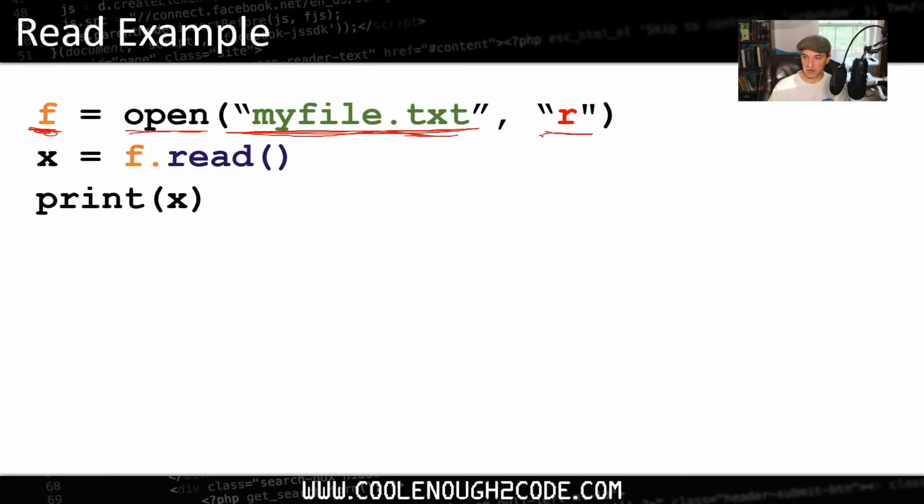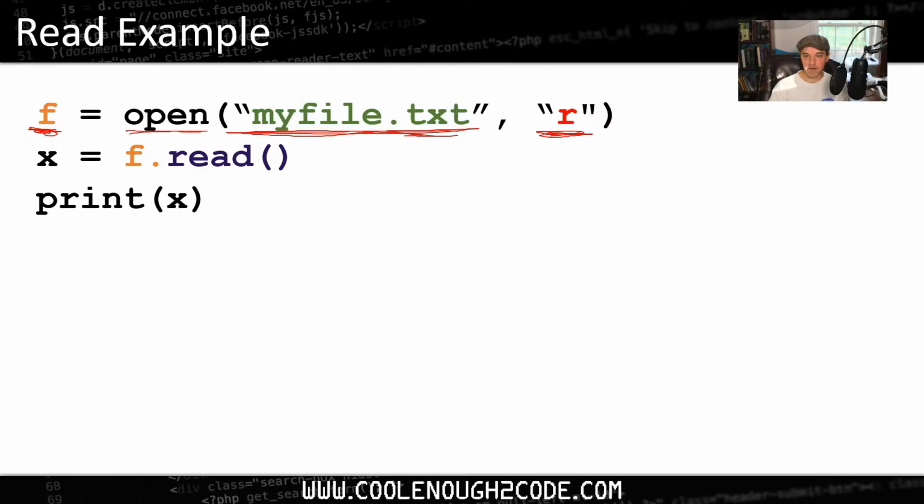This down here tells me what mode I'm going to be using. So if I use R, that means I'm doing a read. If I was doing append, I'd use A. If I was using write, I would use W. So RWA gives me read, write, append, which are the three file modes that we're talking about today.